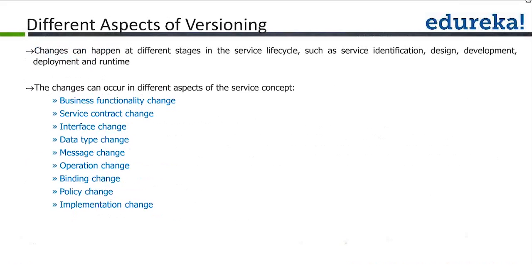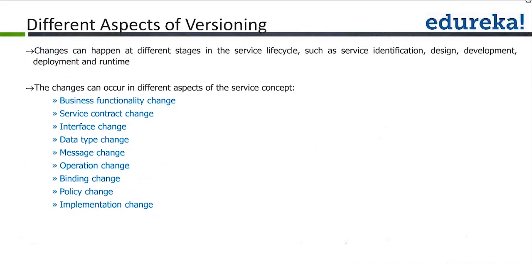So, changes that can occur in different aspects of the service concept. What all changes can occur? Interface change, data type change, message change, operation change, binding change, policy change, implementation change, business functionality change. These are all natures of change which can happen in a service. Business functionality change: instead of dividing something by 100, now we have to divide it by 200, right? This is a business change because initially it was 100% of something, now it is 200% of something. Let's say some financial change. This is a financial service.